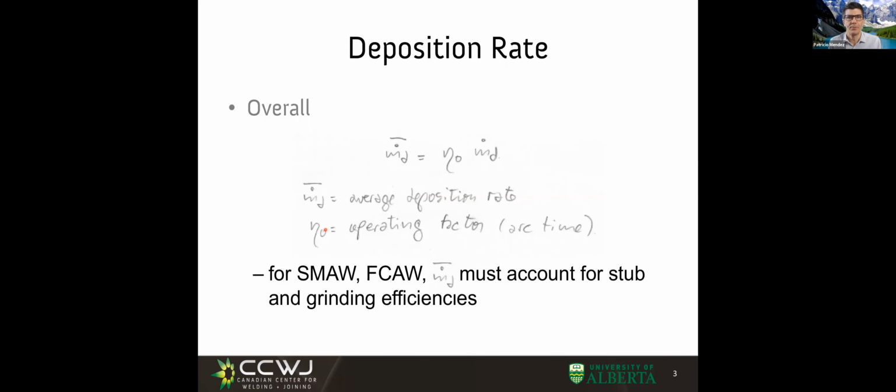Let's talk about overall deposition rate. So overall deposition rate is an average. So it's an average over the whole day. And for example, if we know that we can deposit so many pounds an hour or so many kilograms an hour of weld when we're welding, we have to account for the time we are not welding. For example, in the case of stick electrode, we need to stop, change the electrode and go. Sometimes we need to stop, grind, pick an electrode and go again.